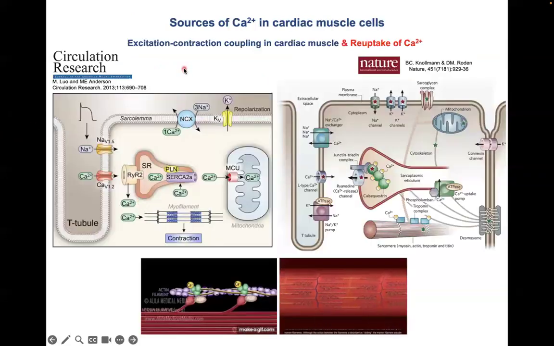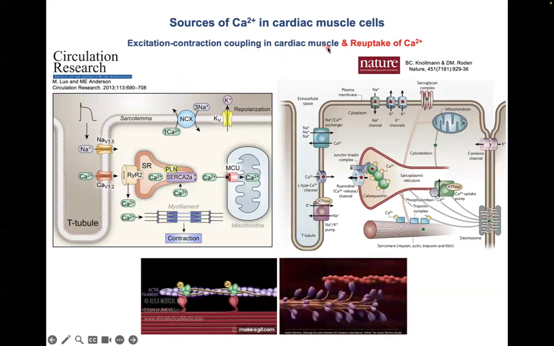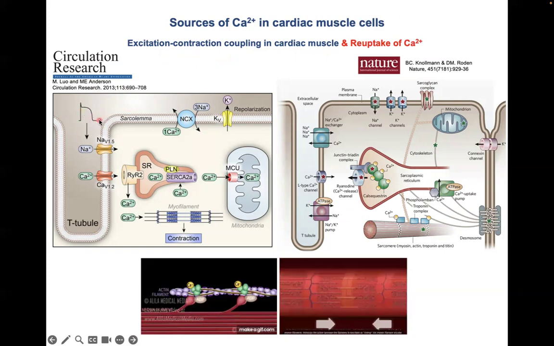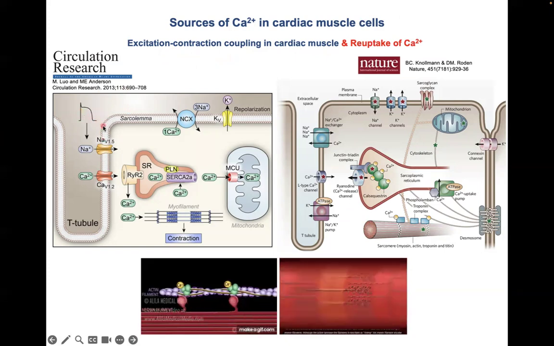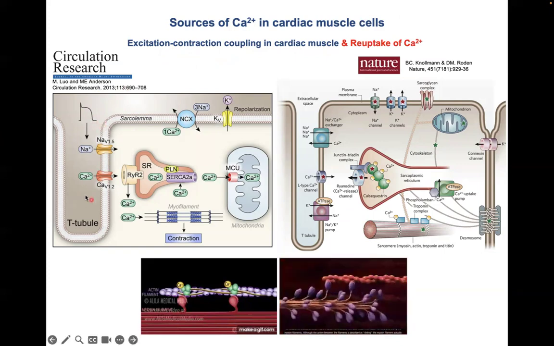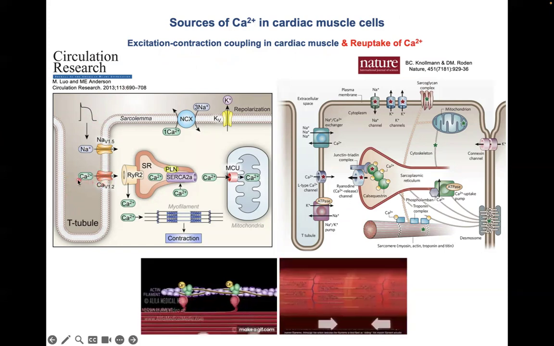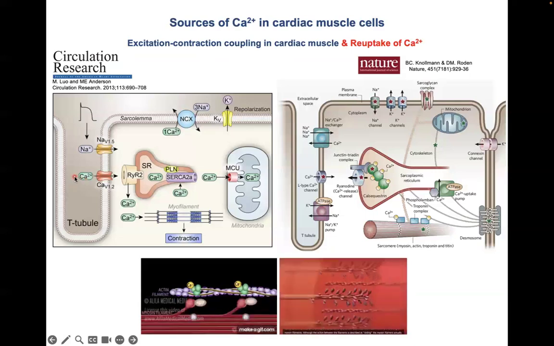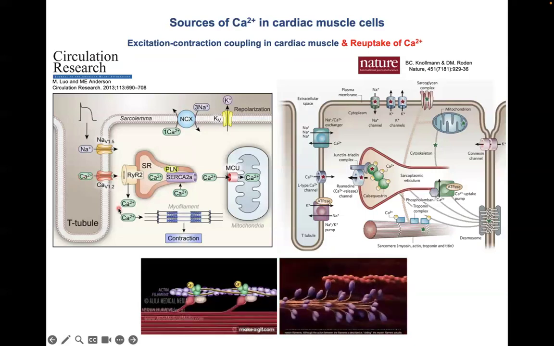In a previous part, I discussed in detail the excitation-contraction coupling in cardiac muscles and skeletal muscles, so I will leave it out. We can see here an action potential arriving at myocardial cells. The action potential depolarizes the membrane potential and changes the configuration of voltage-gated calcium channels. They open up. Calcium has large electrochemical forces, so we have calcium influx. Calcium from the extracellular space moves into the cytosol.